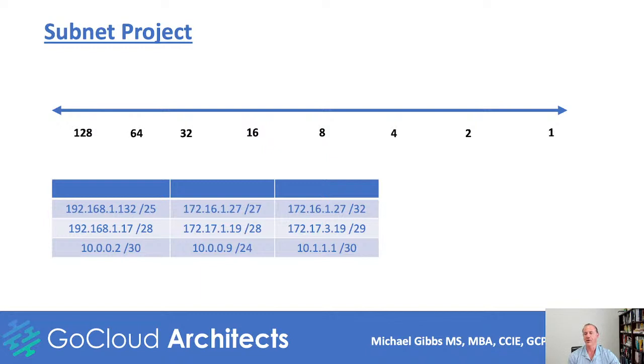Doesn't matter what Google wants. Doesn't matter what AWS wants. Pick the right subnet. What subnet did I tell you guys to use for LAN links? A /24. What did I tell you to use for WAN links? A /30. It works on every cloud, every data center, every network, everywhere, anytime.